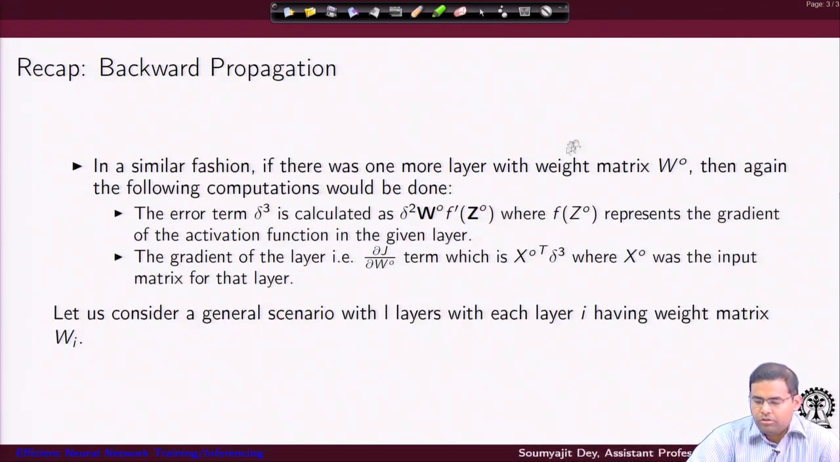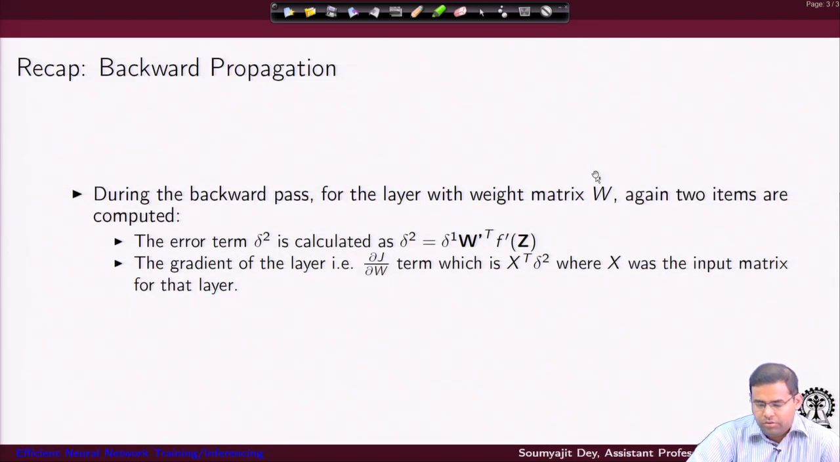So, suppose there are more such layers, let us for example add one more layer, del w 0, right. Then, if we just continue like this, first we have calculated delta 1, we used delta 1 to calculate delta 2, right. We just continue like this.